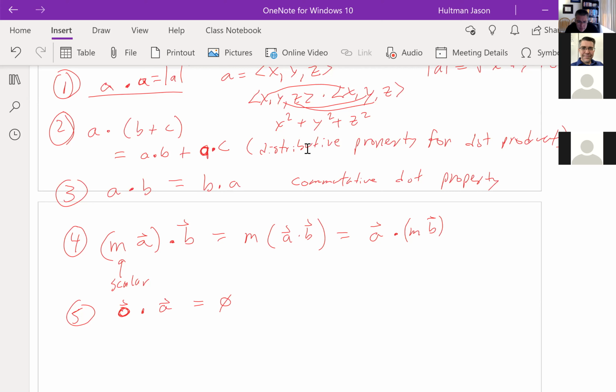So let's think about this for a second. If I take the 0 vector and dot that with A, what am I going to get? Am I going to get 0 plus 0 plus 0? And what's 0 plus 0 plus 0? Oh, that's 0.